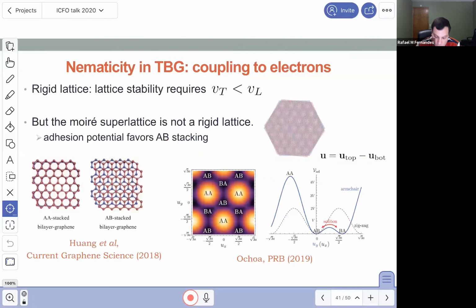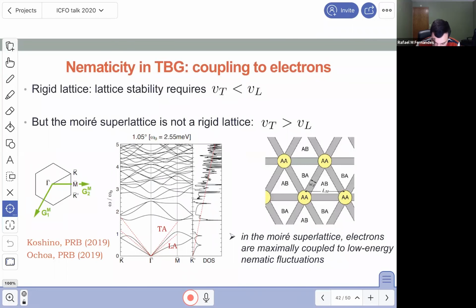But here's the key point. The moiré superlattice is not a rigid lattice. This is formed by the adhesion potential between the two layers, and this adhesion potential prefers to have AB stacking over AA stacking. So it forms this emergent lattice. And it turns out that these two papers by Koshino and Ochoa calculated this, and they saw that in twisted bilayer graphene, the transverse velocity is actually larger than the longitudinal velocity. Again, this is not possible in a rigid lattice, but in this case it is, okay?